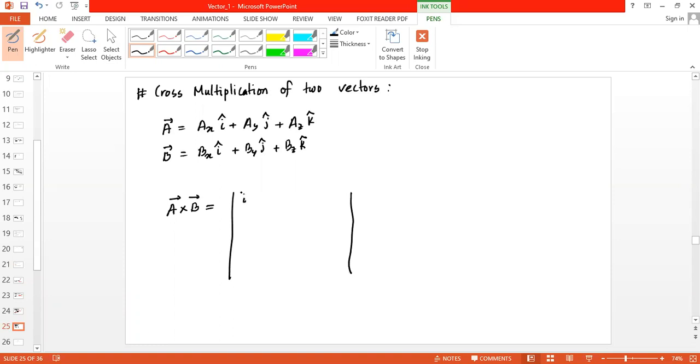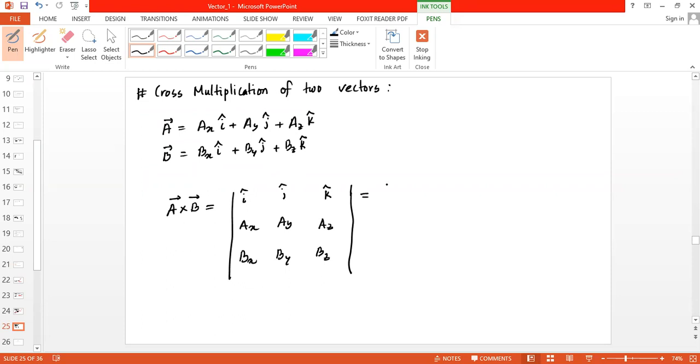The technique is like this. I have to write I, and then J, and then K. So at first I have I. Then I have to write the component of I for the A vector, that is AX. Component of A for the J vector, that is AY. And that for K is AZ. Then for B, it is BX, BY and BZ. Here, and the determinant will give you the value of the product.